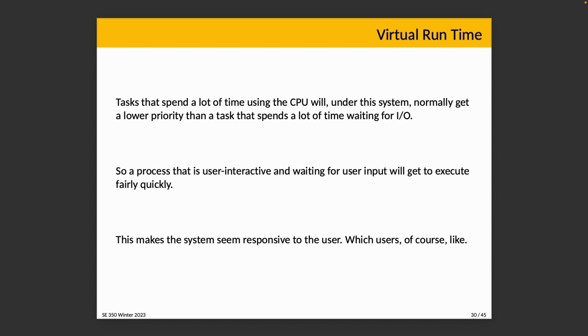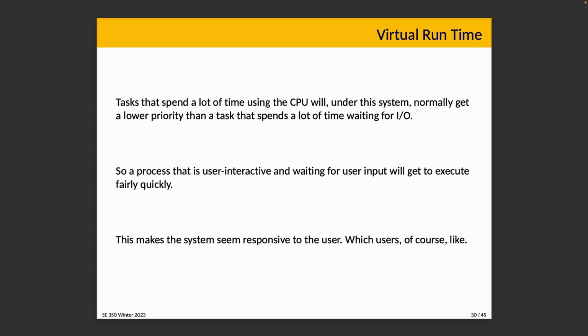That just happens naturally. A task that doesn't run very much before issuing an I/O or getting blocked for some reason doesn't accumulate a lot of runtime and therefore doesn't accumulate a lot of V runtime. So that's expected. And a process that is user interactive in that sense will get to execute fairly quickly because it's going to be, when it's ready, at or close to the front of the list. This makes the system seem responsive to the user, which, generally speaking, users like, at least in my imagination.